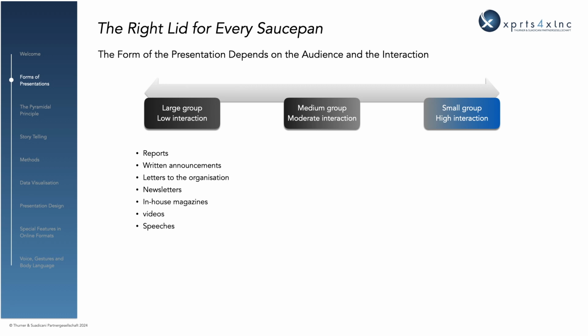For large groups with low interaction, you would probably not do a presentation at all, but instead use reports, written announcements, letters to the organization, newsletters, in-house magazines, videos, speeches.